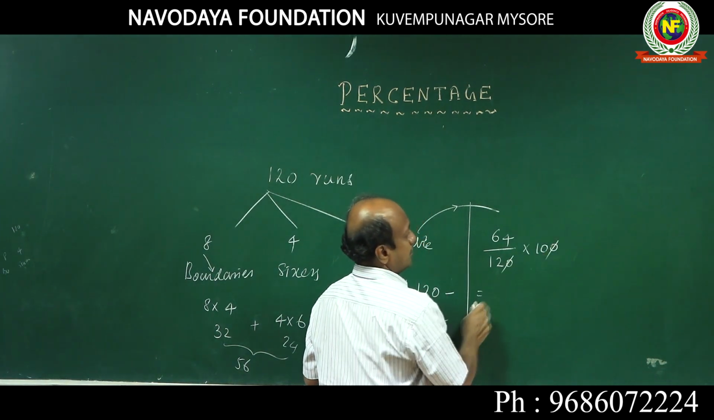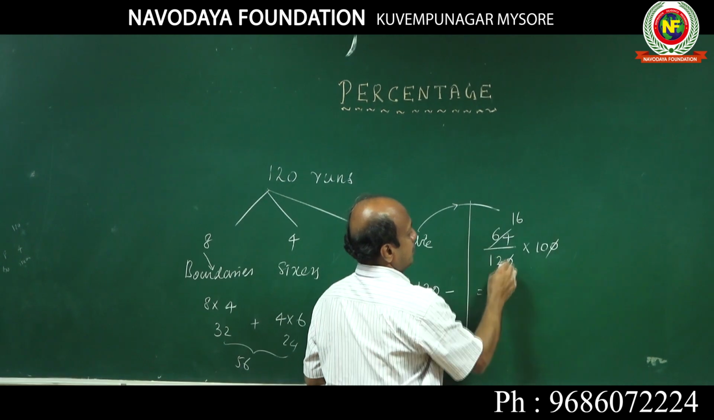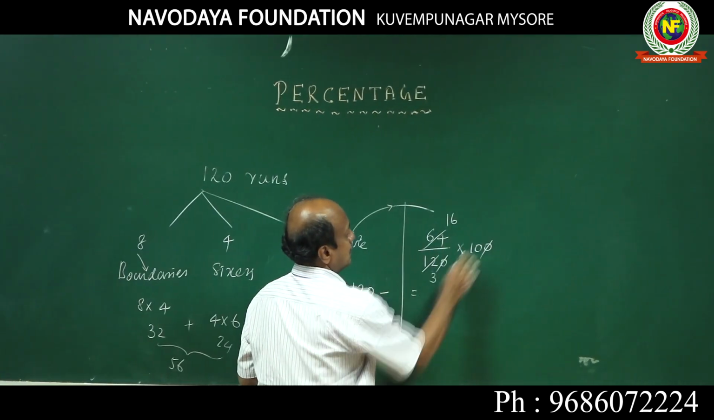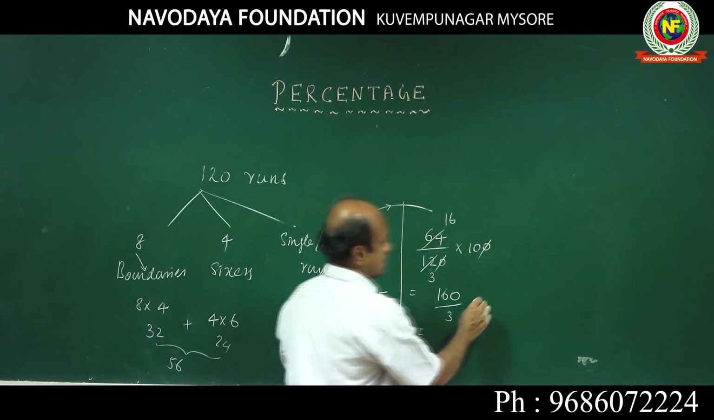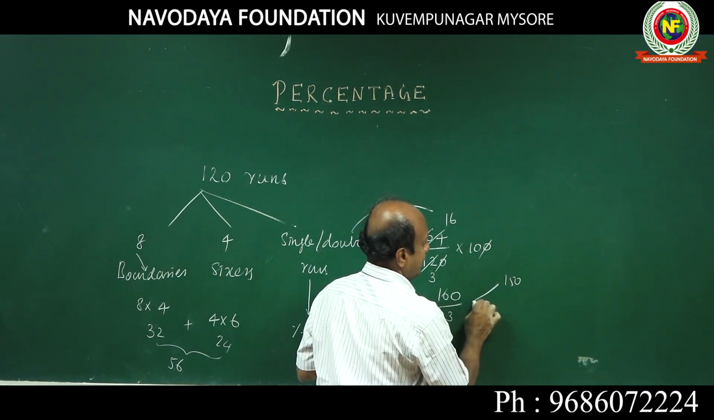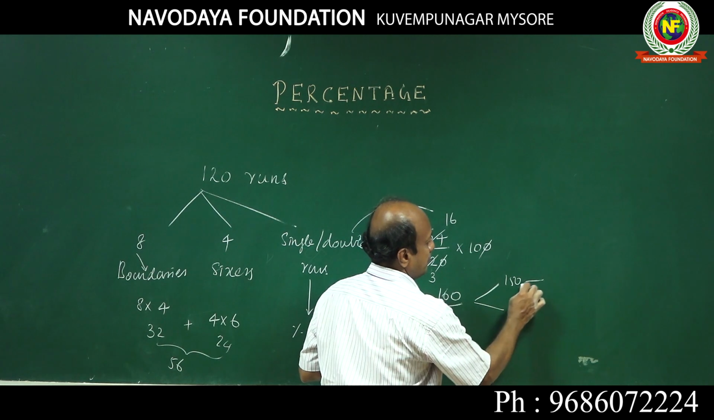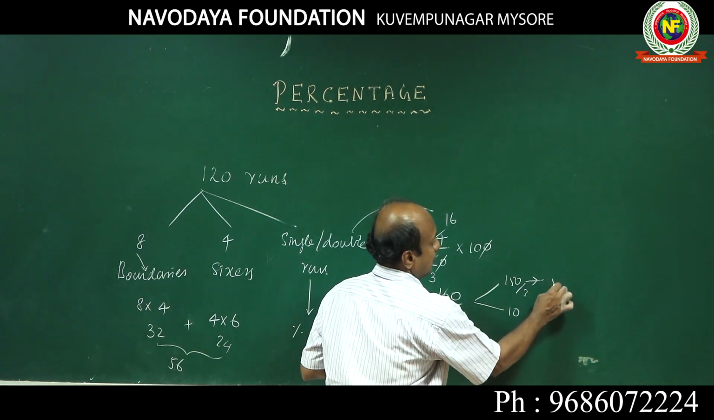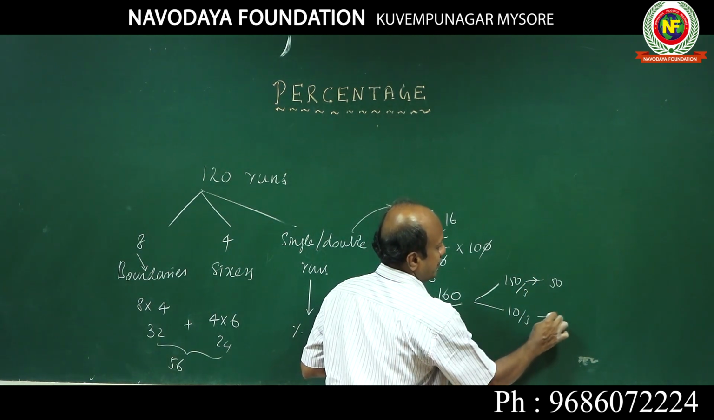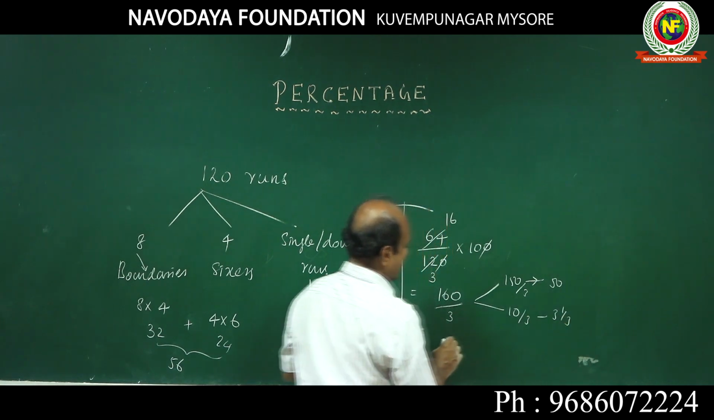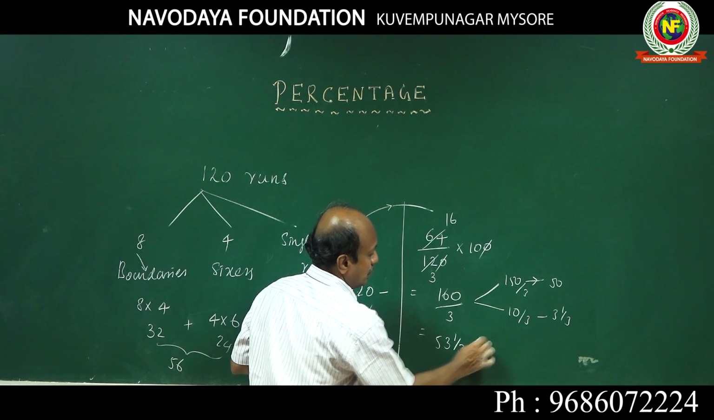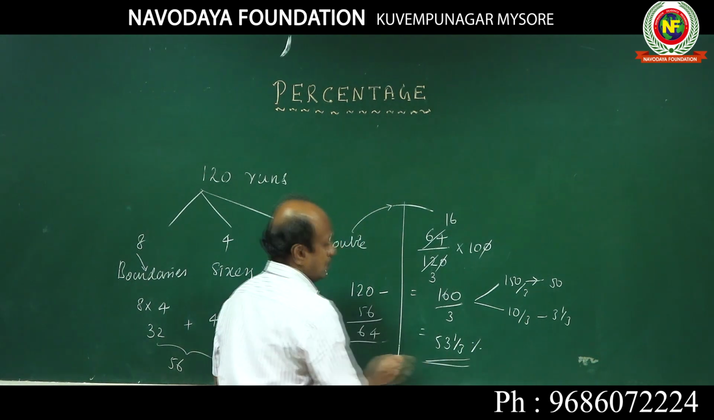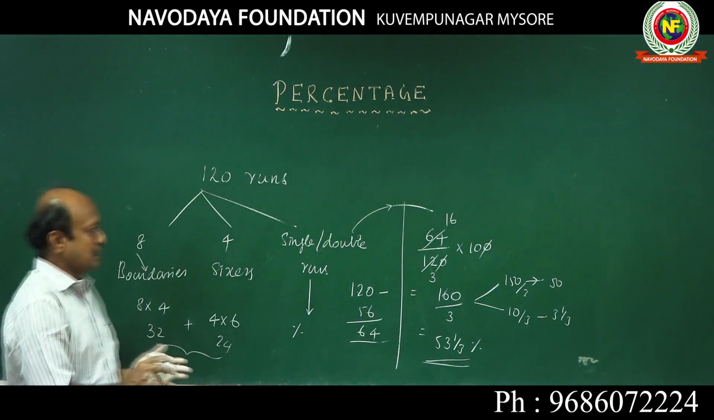You can cancel it, right? Here 16 times, it is 3 times. So 160 by 3. This you can make as 150 and 10. 150 by 3 gives 50, and 10 by 3 gives 3 and 1 by 3. Therefore, what is the percentage? He has scored 53 and 1 by 3% by running in between the wickets.